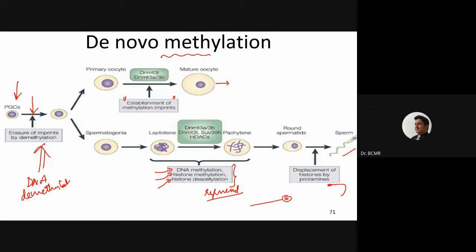There is one more change that also happens because it has to be very tightly packaged. Histones are replaced with protamines. In the sperm, the DNA is wound around protamines. You should probably remember that.